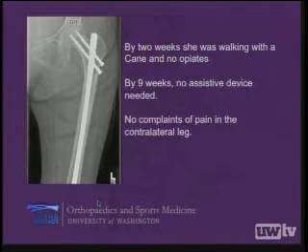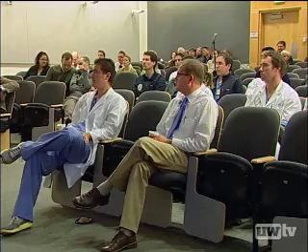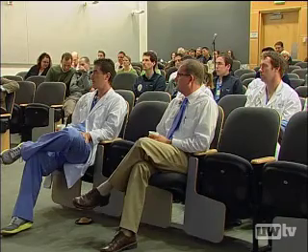No complaints of pain in the contralateral leg. She had been on Fosamax, was stopped by her primary care provider. Now she essentially is treated with this nail. So now what do you do? Do you restart the Fosamax, or do you consider something else? Oh, we put them on teriparatide. You put them on teriparatide? Yeah. Okay, unless there is some contraindication.